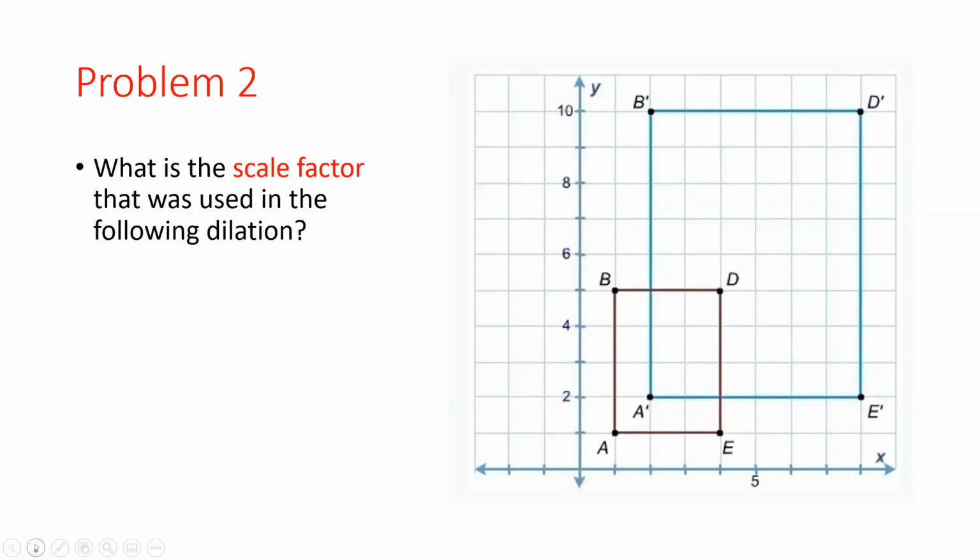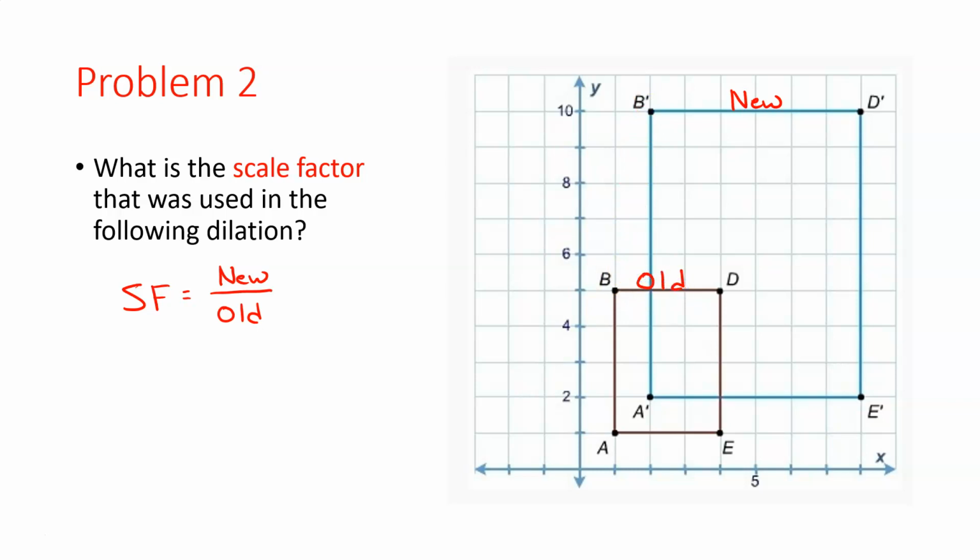All right, what about problem number 2? Very similarly, it's asking us, what is the scale factor that was used? So scale factor is equal to the new over the old. Make sure we know which one's the new one and which one's the old one. How do I know in this case? I see a B prime and a B. The one that has the prime needs to be the new one: A prime, B prime, D prime, and E prime. Which one is going to be the old one? Well, just your regular A, B, D, and E. So let me label this as the old one.